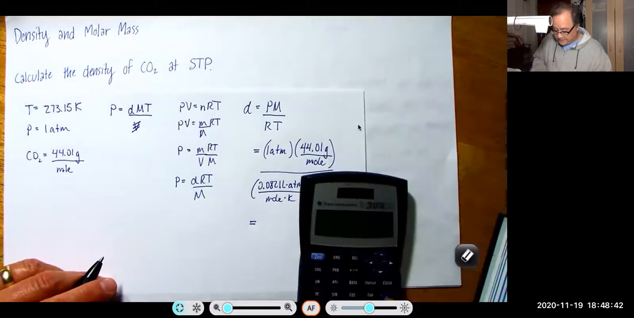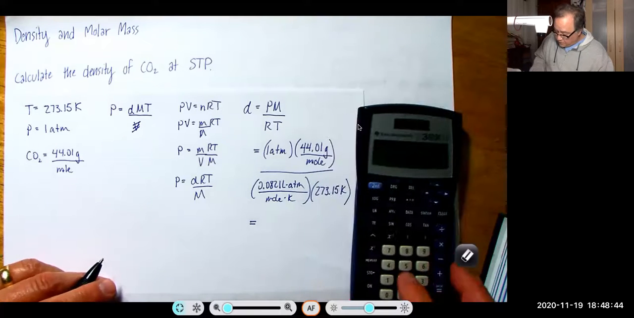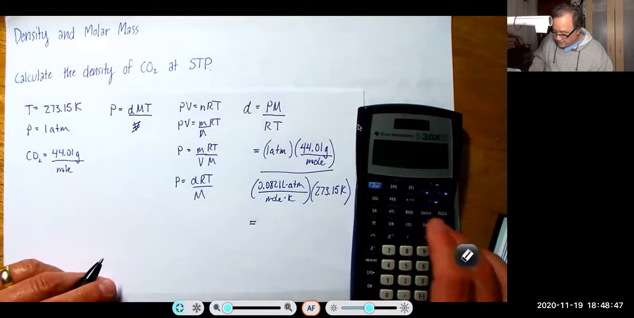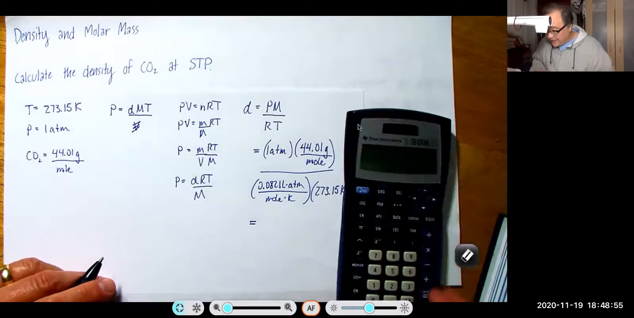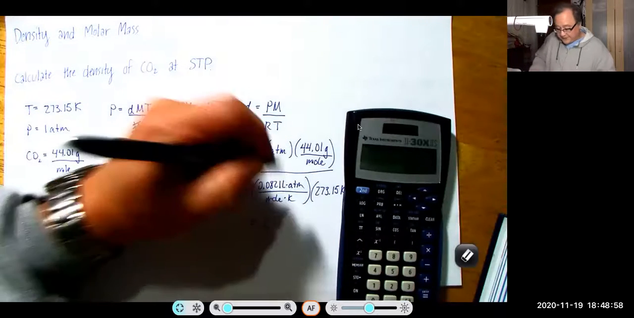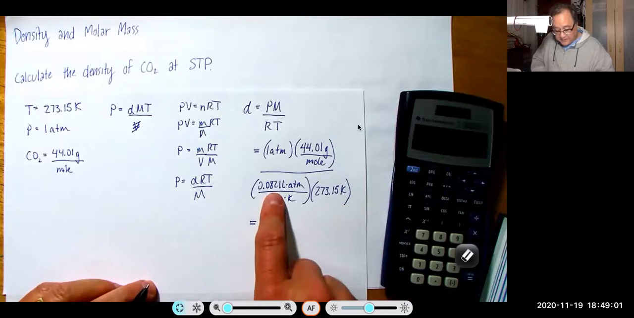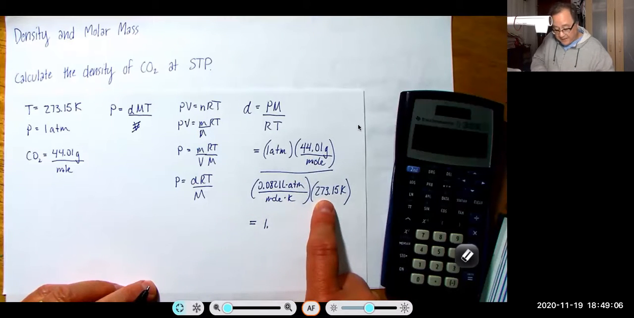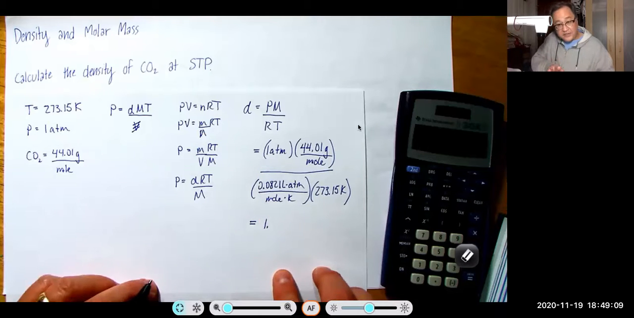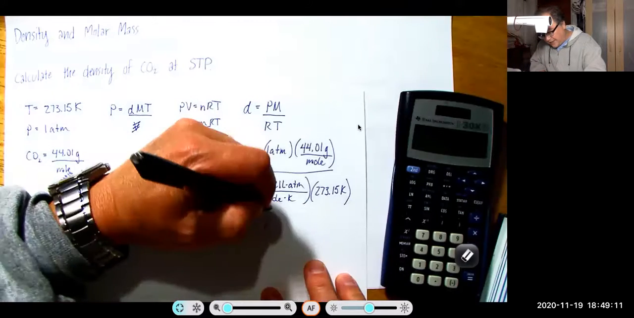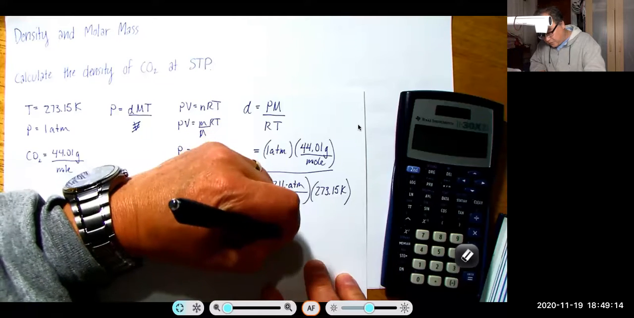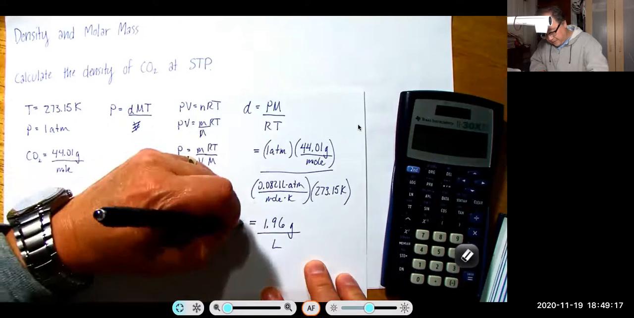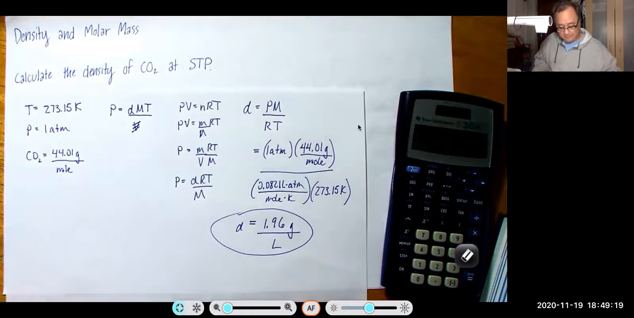So let's see what we get here. 44.01 divided by 0.0821 and divided by 273.15. And we get 1.96. Let's see, we've got 3 significant figures here. We've got 4 here. We've got 5 here. And we've got an infinite here. So we're going to go with 3 significant figures for our answer. So 1.96 grams per liter. And that's your density. Okay.